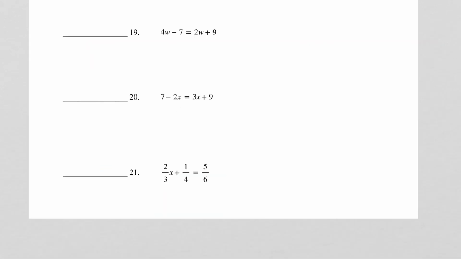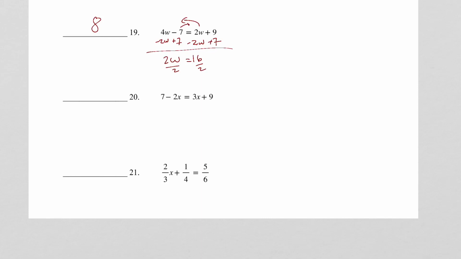Okay, for number 19, we're going to move the 2w this way by subtracting it from each side. And I'll move the 7 this way by adding it to each side. And we're going to get 2w is equal to 16. We'll divide by 2, and we'll get w is equal to 8.